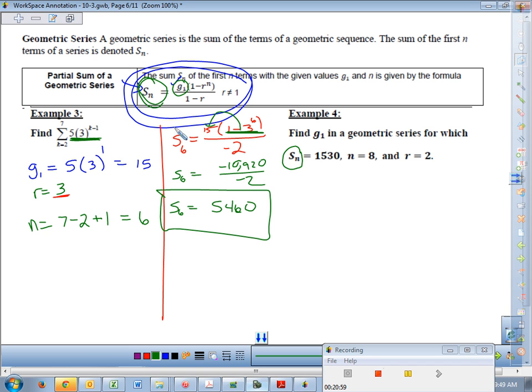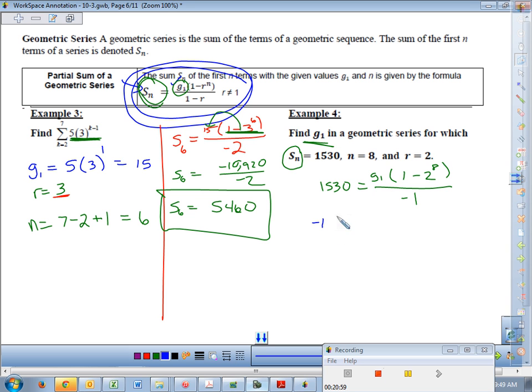I know S sub n is 1530. G sub 1, do we know him? Do we know the first term? That's what they're asking us to find, so I hope we don't know it. Times 1 minus my rate, which is 2 to the 8th power, correct? All over 1 minus the rate, which is what? What's 1 minus the rate? Negative 1. Yep. Get rid of this divide by negative 1 first, right? We're trying to solve for G sub 1, so I'm going to get rid of this divide by negative 1. How do you do that?